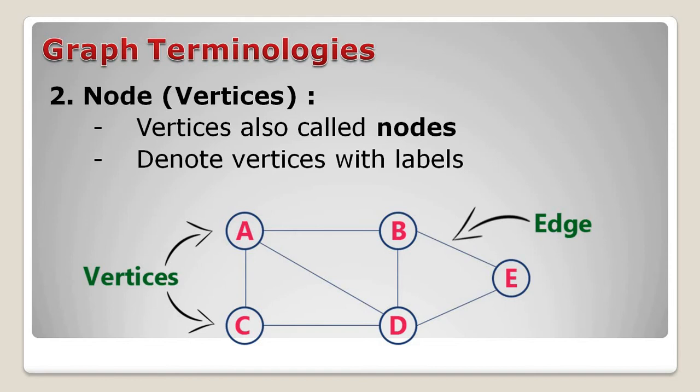And that is the thing we are going to call a vertex, or vertices, or a node. So A, B, C, D, E, these are the things we are going to call a node, or vertices, or a vertex.